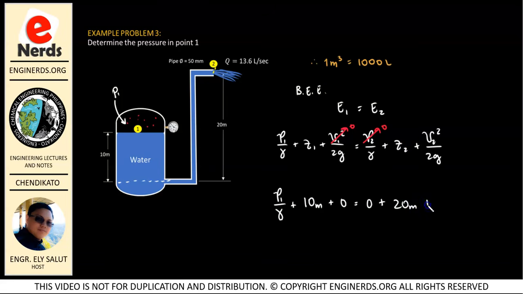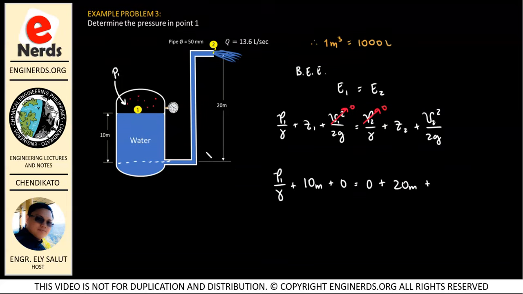Now, how about our velocity square, no? Our velocity head, I mean. Paano to? We don't know velocity. Pero alam natin yung volumetric flow rate. So, kunin muna natin yung ating velocity using the volumetric flow rate. So, paano natin gagawin yan?